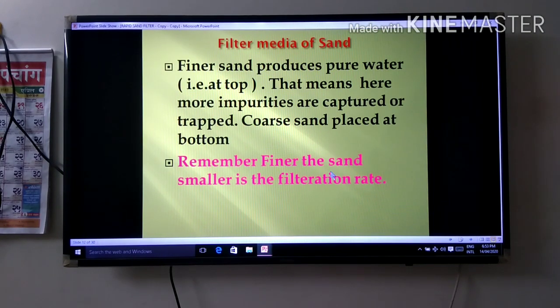Finer sand produces pure water, that is at the top. That means here more impurities are captured or trapped. Coarse sand is placed at the bottom. Now you understand, finer sand carries the pure water and coarse sand is provided at the bottom. Remember, the finer the sand, the smaller is the filtration rate.